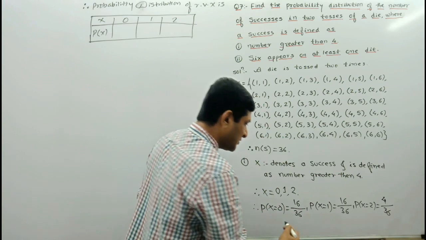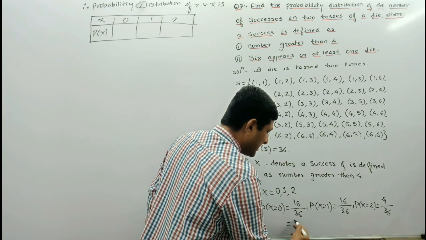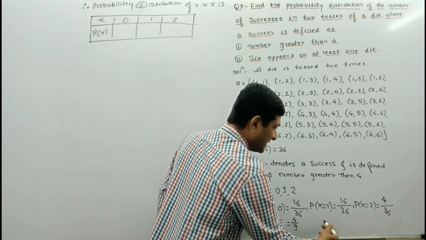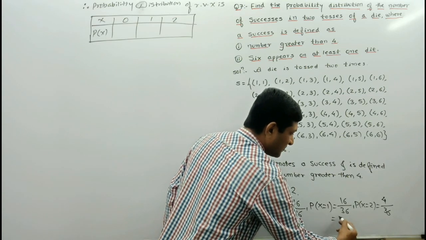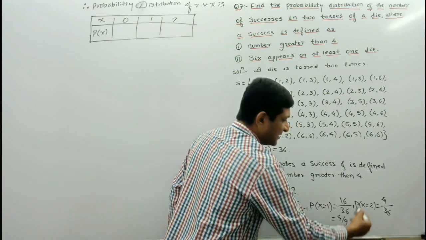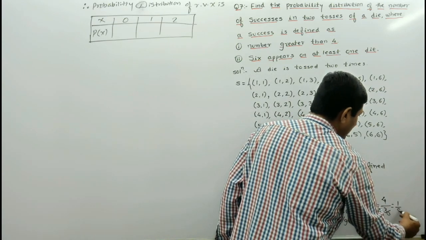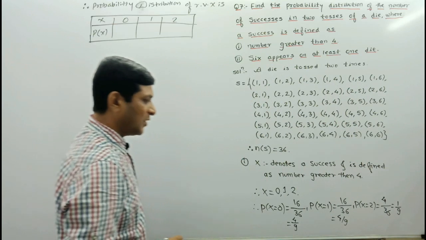Divisible by 4. So if I am dividing the numerator and denominator by 4, here 4 nines, which is equal to here also 4 fours and 4 nines. Here also both the numbers are divisible by 4. So here 1 upon 9. So in this way we have got the probabilities.